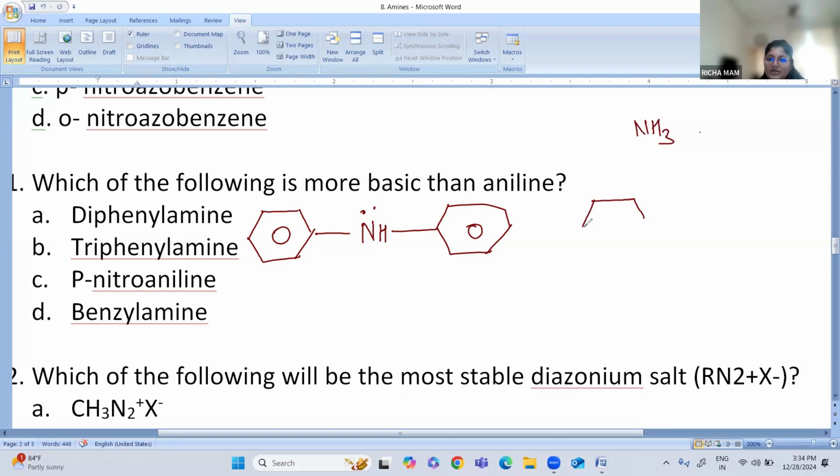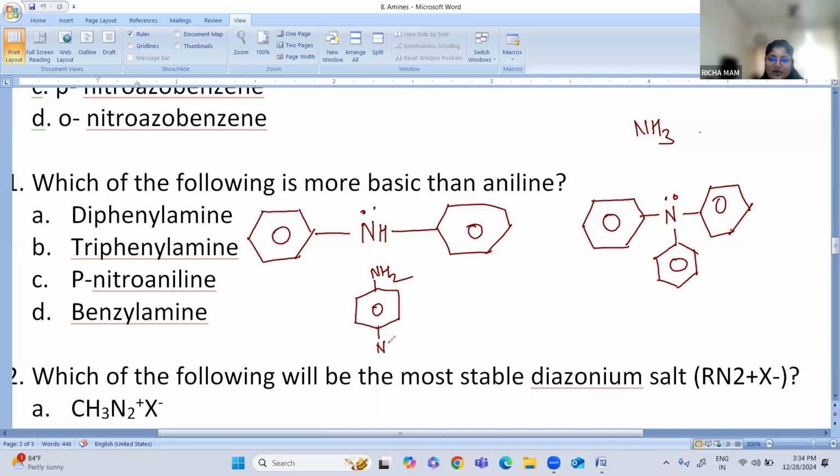Then triphenylamine. So all the hydrogens of NH3 are replaced by phenyl groups. So this is your triphenylamine. Then para-nitroaniline. So this is your para-nitroaniline. And next is benzylamine. Benzylamine means you have a benzyl group, CH2, and amine NH2. So again, benzylamine.